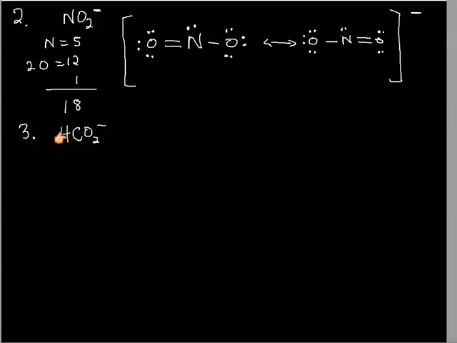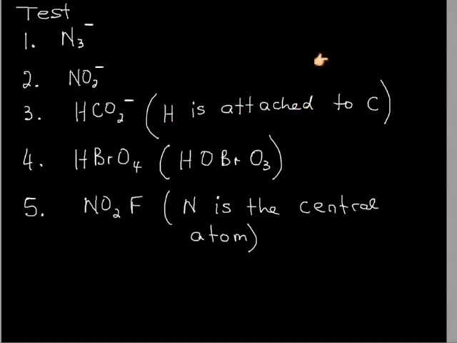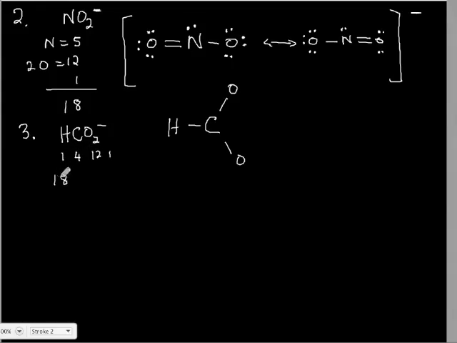The next question was HCO2 1 minus, and we are told that hydrogen is attached to the carbon. So we've got some clue there. So we want to put carbon here, and hydrogen is attached to the carbon, and there's the 2 oxygens attached to the carbon as well. We have 1 electron contributing from here, 4 here, 12 here, and the charge gives a 1. So 12, 13, 14, 15, 16, 17, 18 electrons all together, and I basically used 6, so I now have 12 electrons.